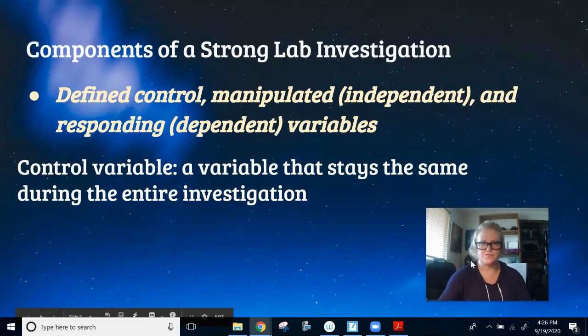So let's talk about those variables. All good lab investigation procedures include control variables, manipulated variables, which are also called independent variables, and responding or dependent variables. Let's start with the control variables. The definition, once again, of a control variable is a variable that stays the same during the entire investigation.